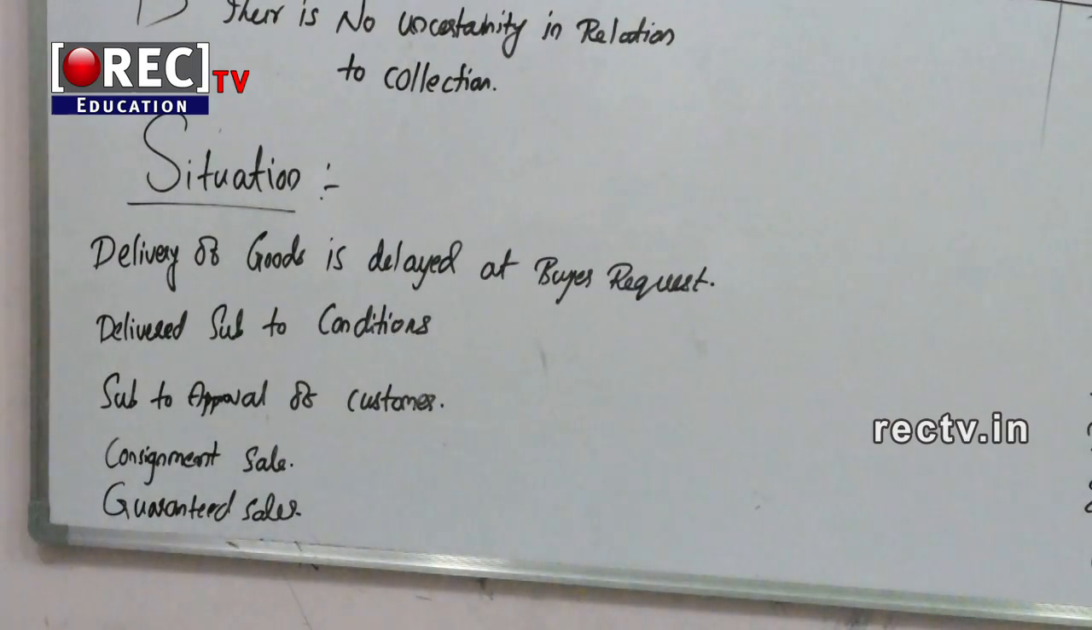So if these three conditions are cumulatively met, you can recognize revenue at whatever point of time. And the next is delivery subject to some conditions. Now in this situation, recognize revenue here: the customer accepts the delivery, and installation and inspection is complete.